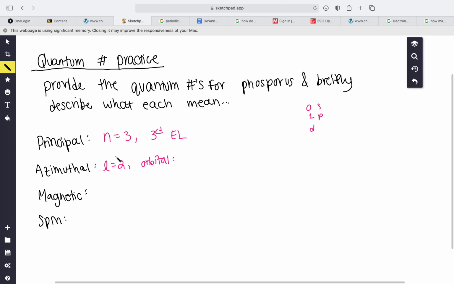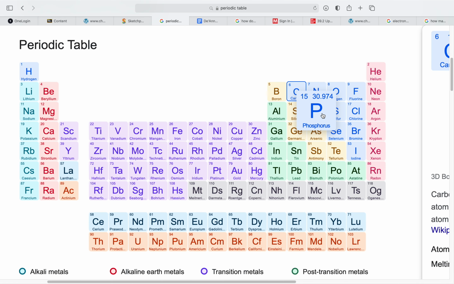Unless I'm doing this wrong. Interesting. So it says that it's in the D orbital according to that. But you can see here that it's not in the D orbital, it's in the S orbital. Or it's in the P orbital. Interesting.